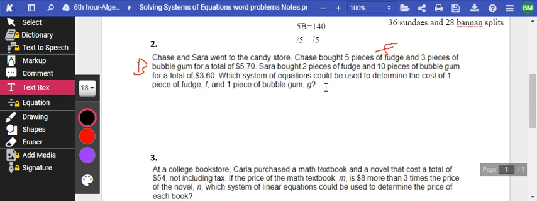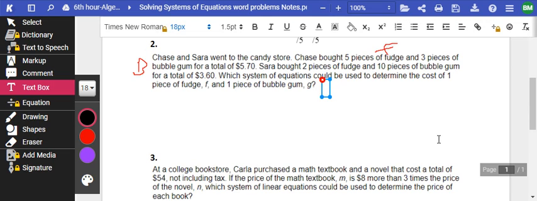Okay, so how are we going to do this? They say to use G for gum, but I'm going to use B. So we're going to say 5F plus 3B equals $5.70. And then Sarah has 2 fudge plus 10 bubble gum equals $3.60. Okay, so this is set up for an elimination problem.